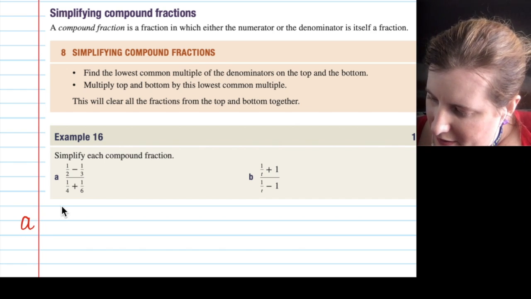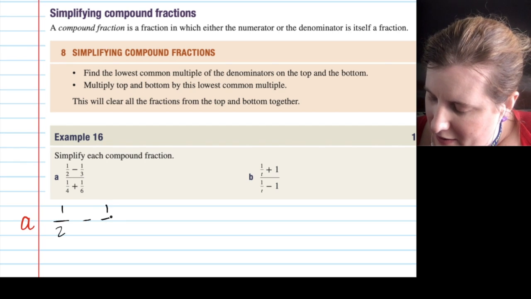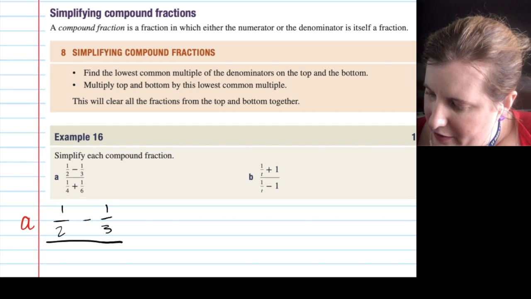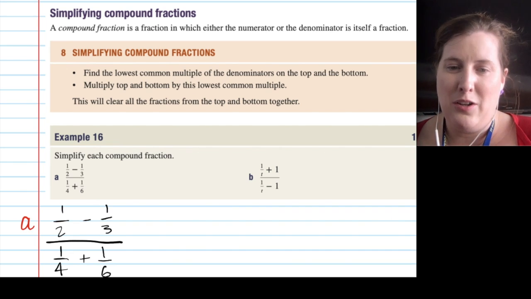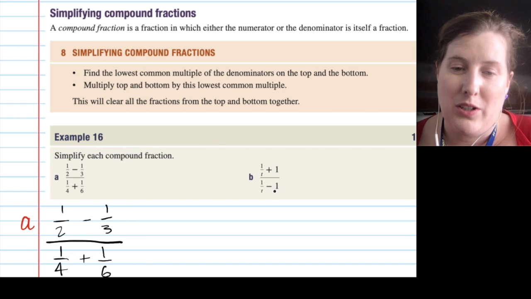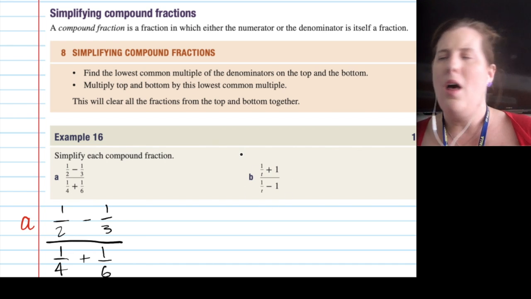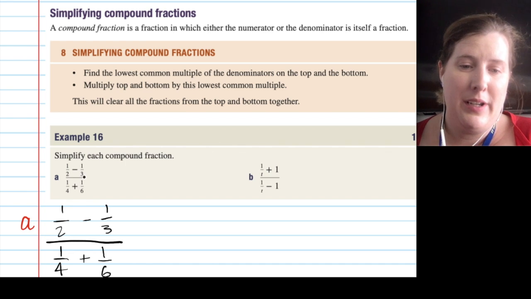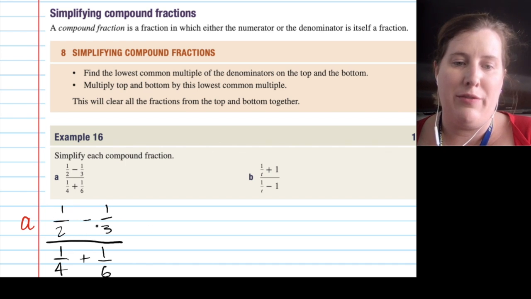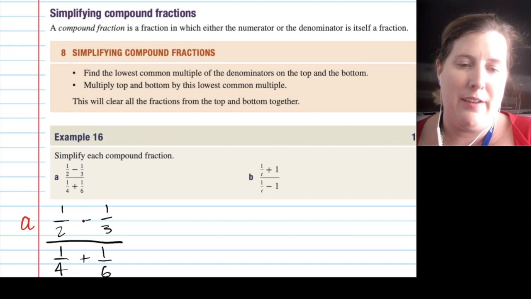So we've got a half minus a third over a quarter plus 1/6. Now you may think that you can just chuck this in your calculator. That's not going to help you when we get to questions that involve things like t. What we want to do first is do the fractions on each line. So a half minus a third. We're going to try and simplify that.